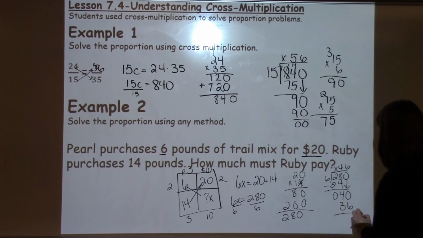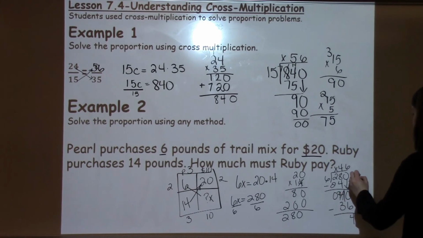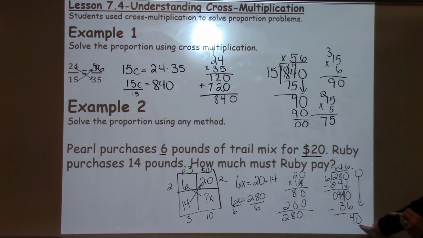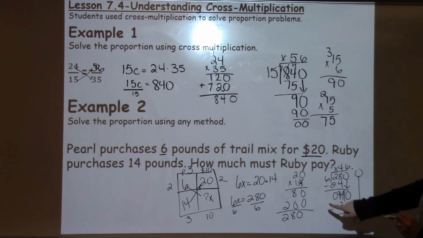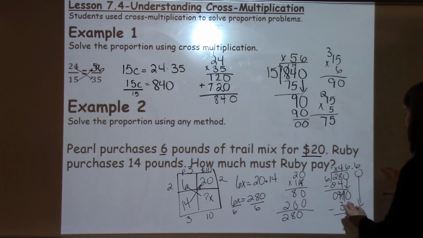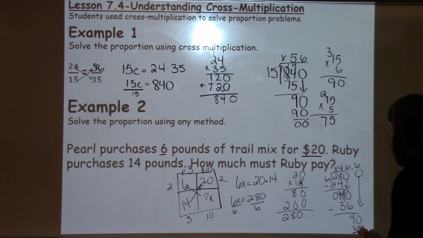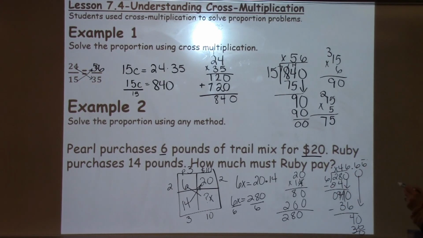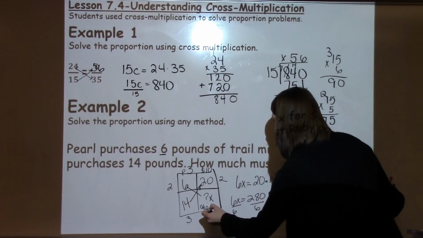When I subtract, I'm going to get 4 again, which means I would bring up my decimal and bring down a 0. And as we can see, we'd have a repeating decimal in this case. So we're going to have 40 again, which I put another 6. 6 times 6 is 36, for a repeating decimal of $46.66 repeating. So how much will Ruby pay? She's going to pay $46.66.